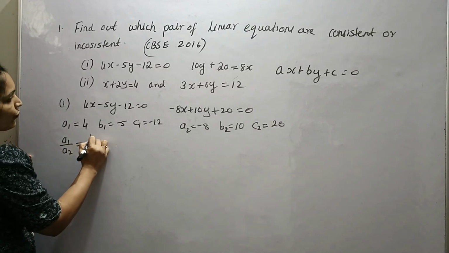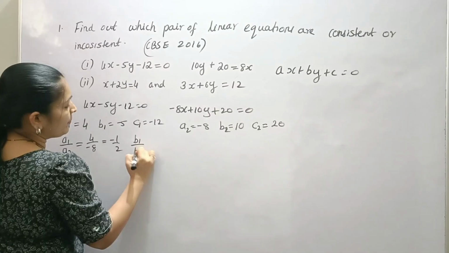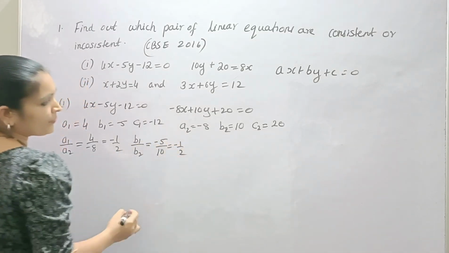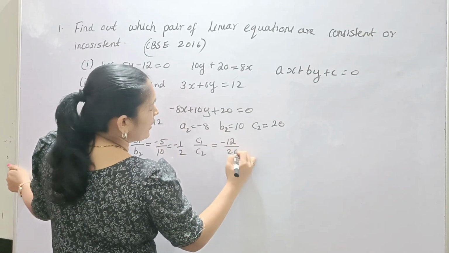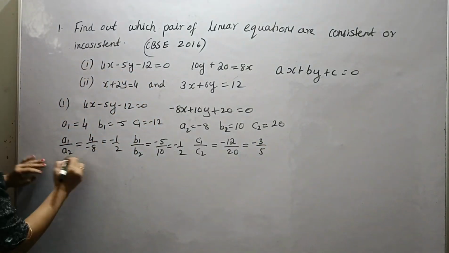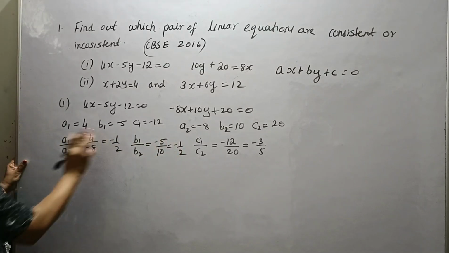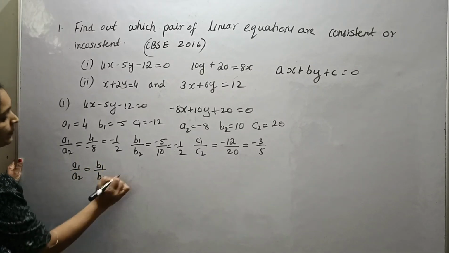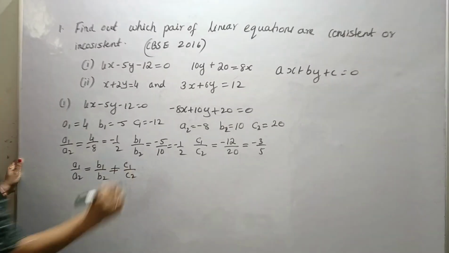Now let's find a1 divided by a2. a1 by a2 is equal to 4 divided by minus 8, that is minus 1 by 2. b1 divided by b2 is equal to minus 5 divided by 10, that is minus 1 by 2. And c1 divided by c2 is equal to minus 12 by 20, that is equal to minus 3 by 5. Now here a1 by a2 is equal to b1 divided by b2, but it is not equal to c1 divided by c2.